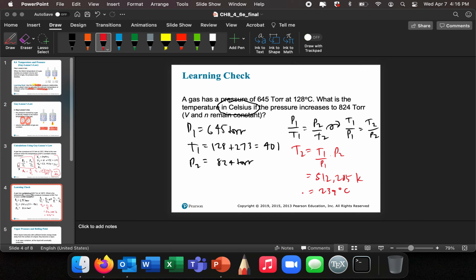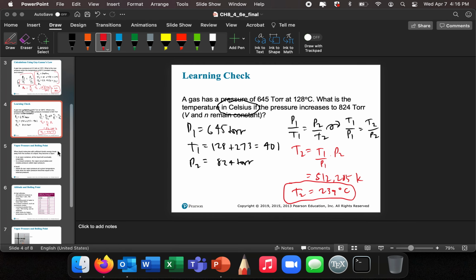239 degrees Celsius. And that is my final temperature. Okay? All right. Let's talk a little more about this now.